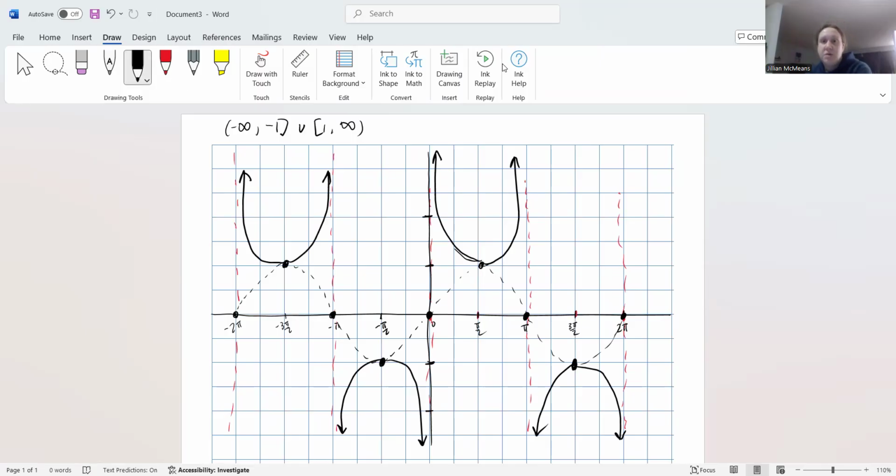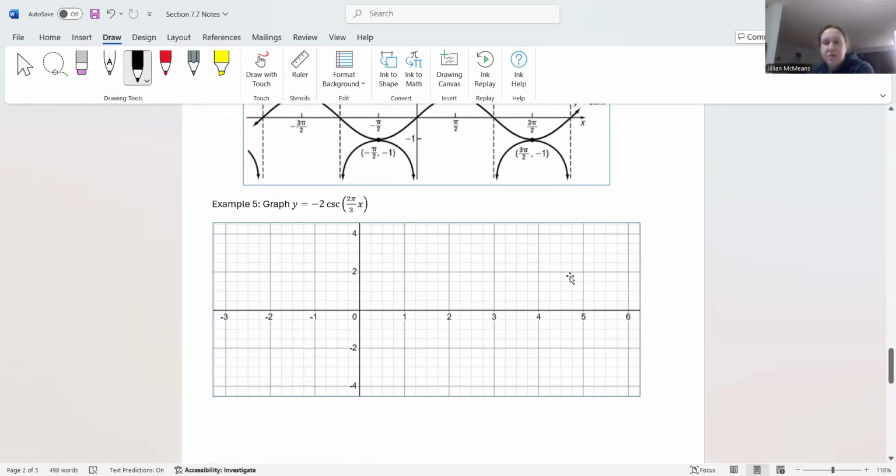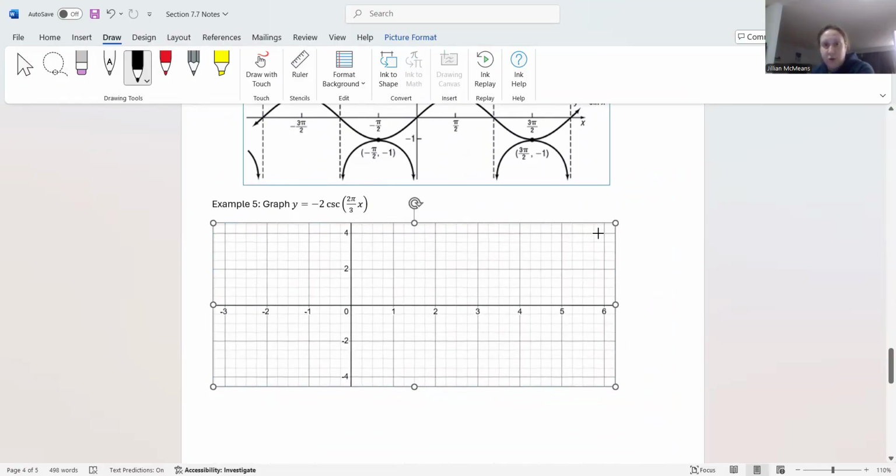So let's go back to the original document and look at a transformation of cosecant. Now, this is another situation. This is the graph of cosecant. I just wanted you to see it drawn out. So this is another situation where, for some reason, I didn't give myself a whole lot of room to work. I apologize for that, but here we are.